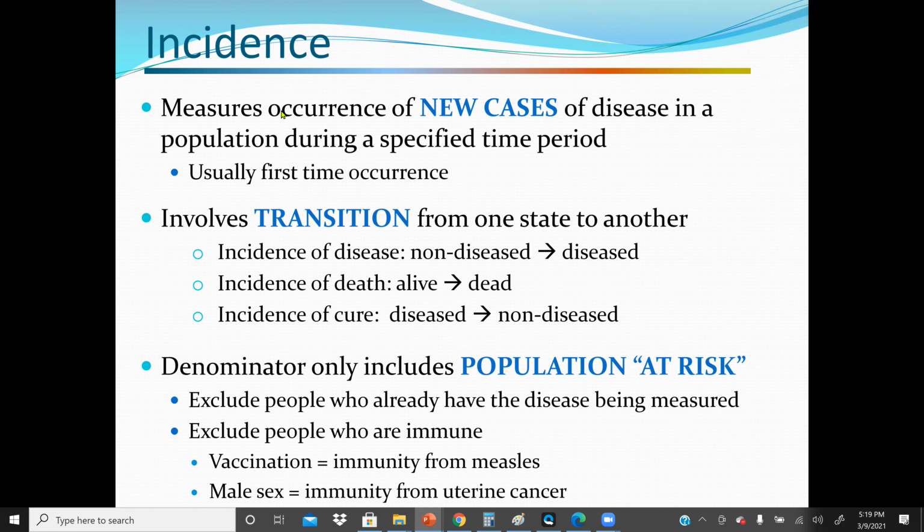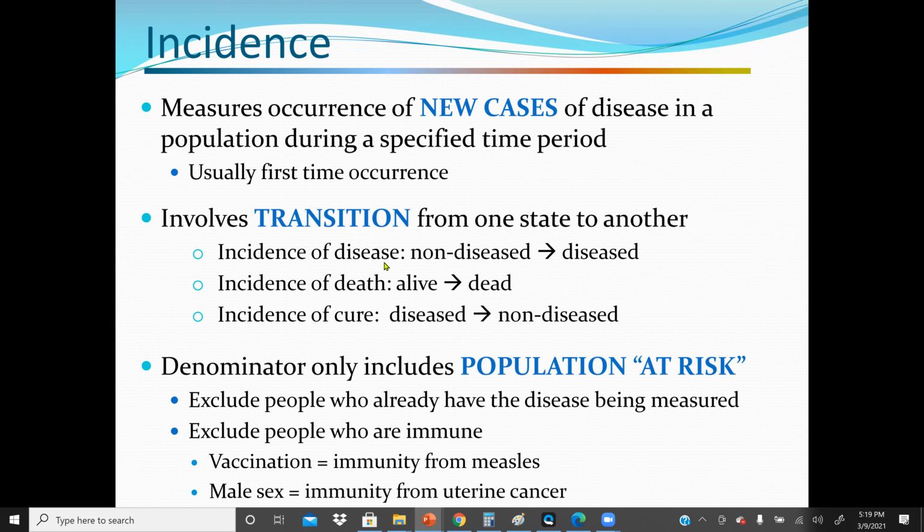So now let's move to incidence. Incidence is the measure of new cases. It measures occurrences of new cases of disease in a population during a specified time period, usually the first-time occurrence. This normally involves transition from one state to another. So incidence of disease will be non-disease to disease. Incidence of death means from alive to dead. Then incidence of cure means from disease to non-disease. So it involves transition from one state to another.